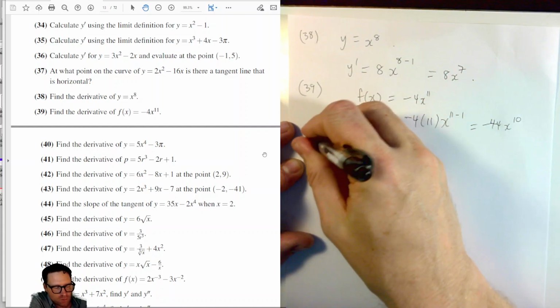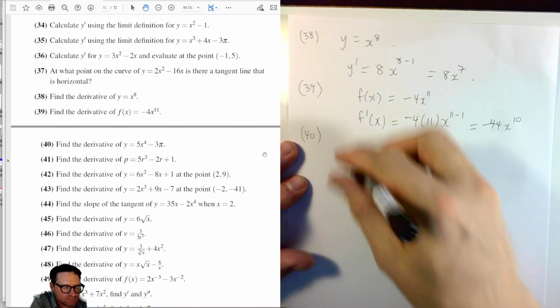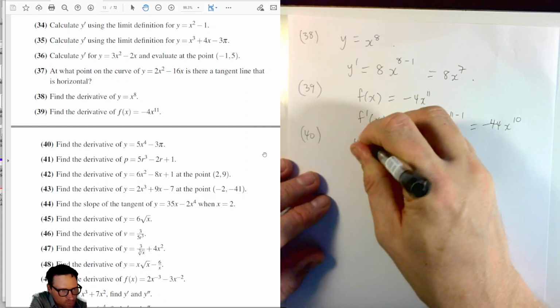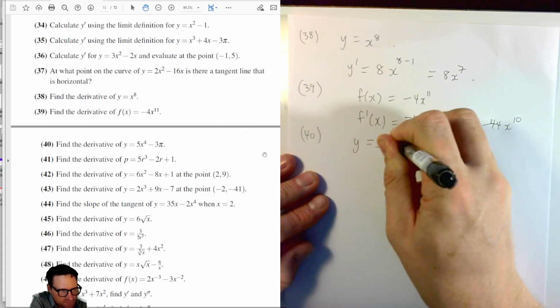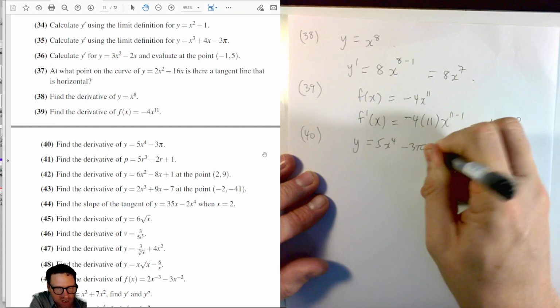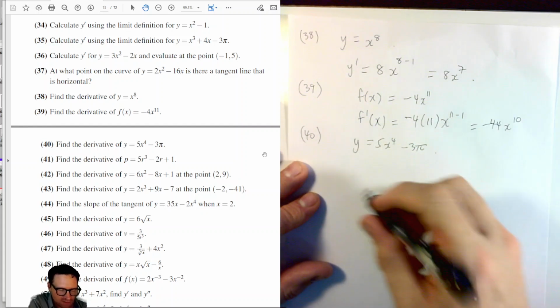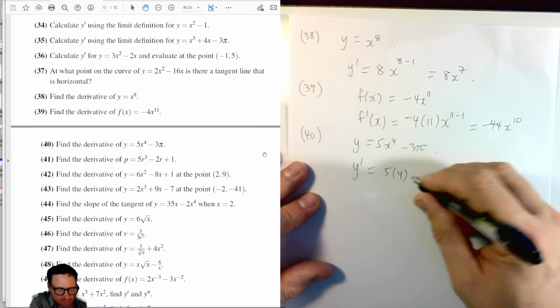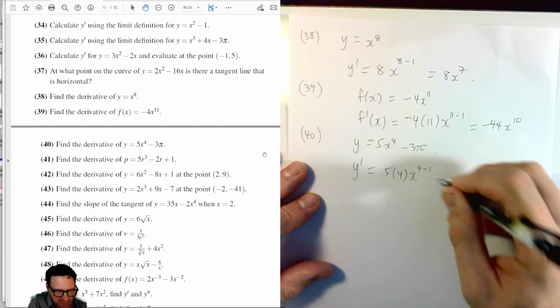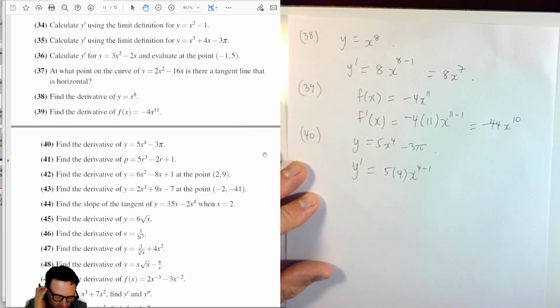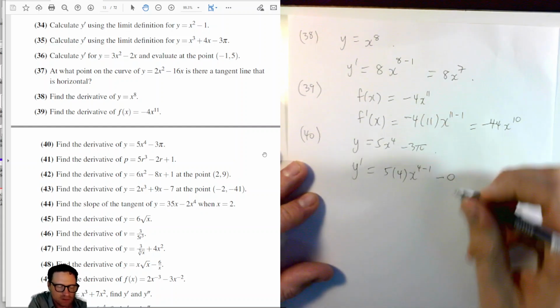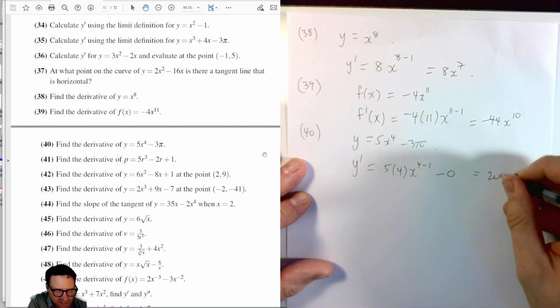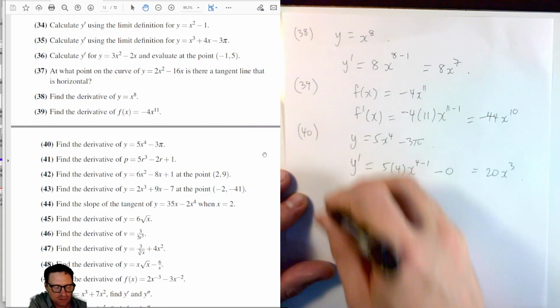Okay, question 40. Find the derivative of y equals 5x to the 4th minus 3 pi. Okay, we bring down the 4. 5 by 4, x to the power of 4 minus 1, and the derivative of minus 3 pi is 0. So we have 20x cubed.